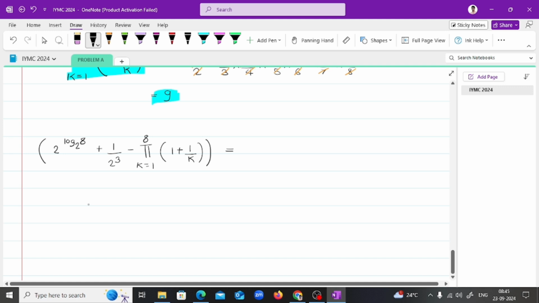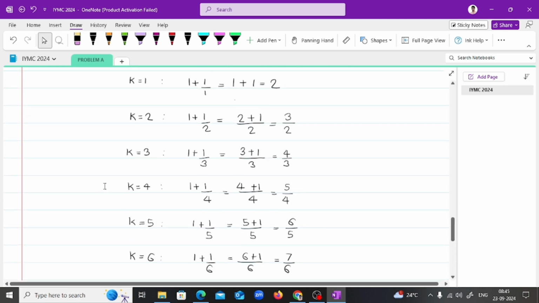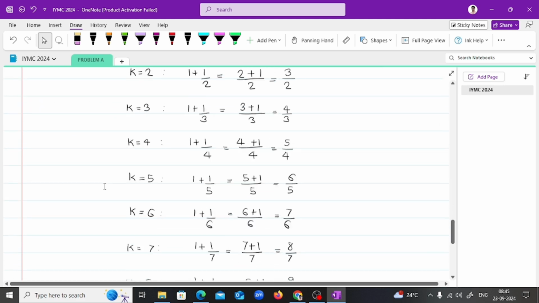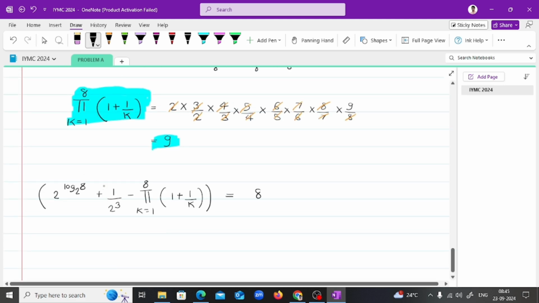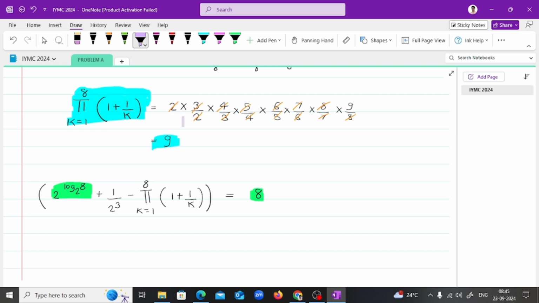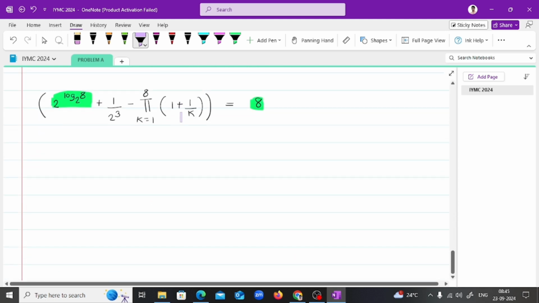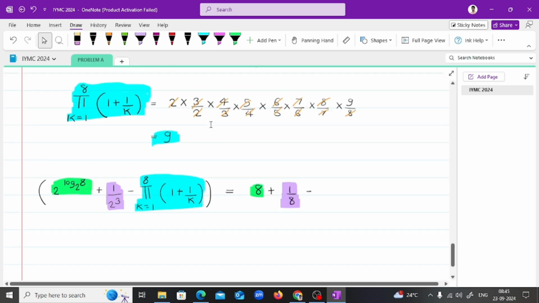Okay, so the value of 2 raised to log 8 to the base 2 is what? 8. So I will write down here, the value is 8. So 8 is the value of 2 raised to log 8 to the base 2. Now the value of 1 upon 2 raised to 3 is 1 upon 8. Here there is a plus sign, here there is a minus sign, and the value of this product is 9, right? The value of this product is 9.